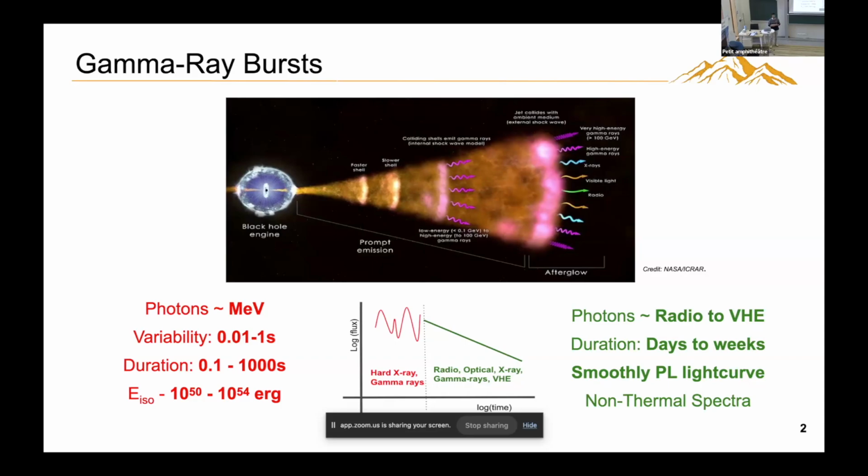From observation, we know that a GRB has two main emission episodes. One is the highly variable prompt emission, which you see in red, followed by the long-lasting afterglow, which spans the electromagnetic spectrum from radio to high-energy gamma rays. The prompt emission is interpreted as internal shocks between different parts of the ejecta, while the afterglow results from the jet interacting with the intermediate medium around the burst progenitor.